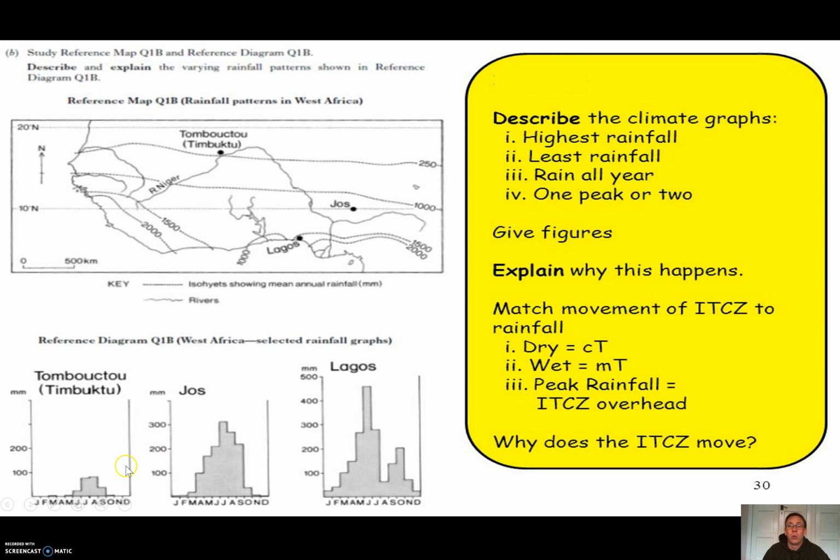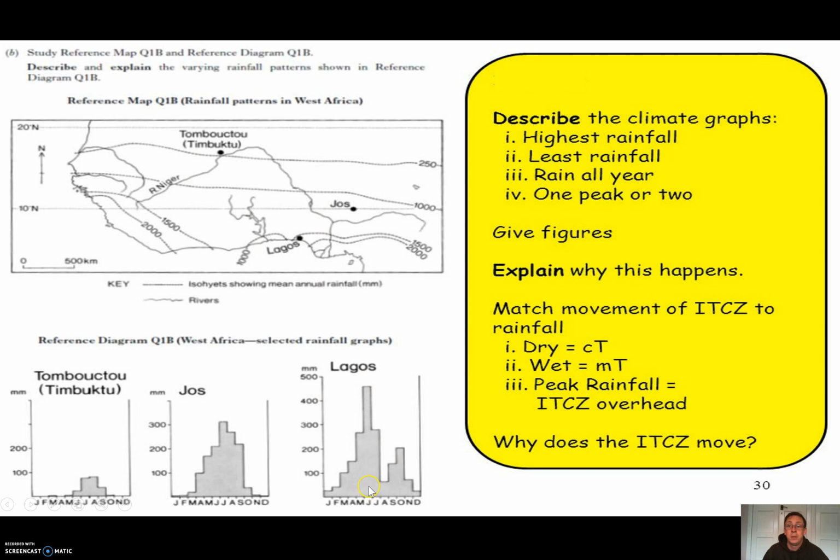You're then looking for what extent of rainfall is there. Is it something like Lagos here, where it has got rainfall literally all year? Or is it like Timbuktu, where we have got very clearly a small wet season and the remainder of the year is extremely dry? We then also look to see how many peaks of rainfall do we get. So Lagos gets 2 peaks.